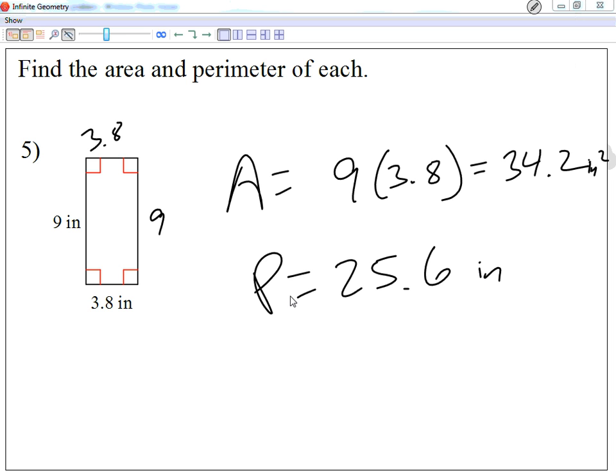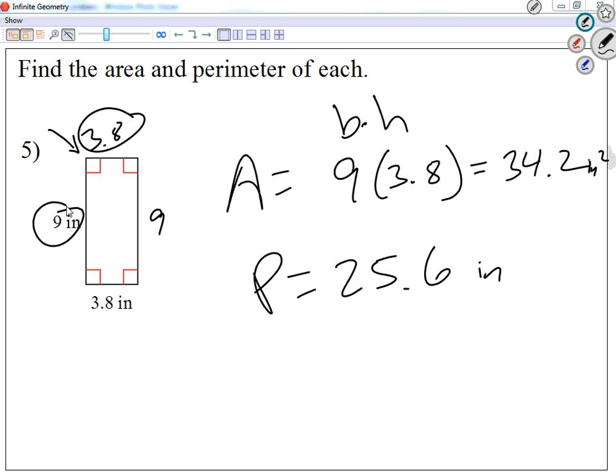You don't get it? For area, remember I say base times height, which are the two numbers across the 90 degrees. You see my 90 degrees there? I'm going to multiply those two numbers. 9 times 3.8. I know you see more than one 90 degrees, but whichever 90-degree symbol you pick, you're still choosing the same two numbers. So for rectangles, just multiplying, that's it. 9 times 3.8. Okay. That's it. For perimeter, add all the sides. So we went 9 plus 3.8 plus 9 plus 3.8.